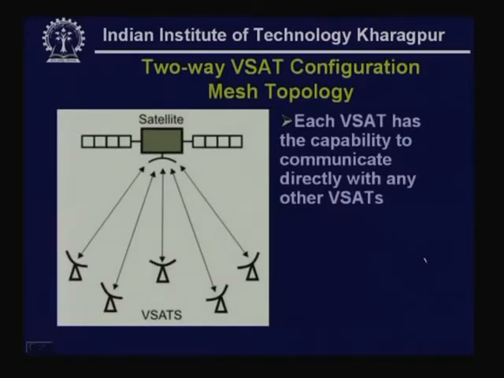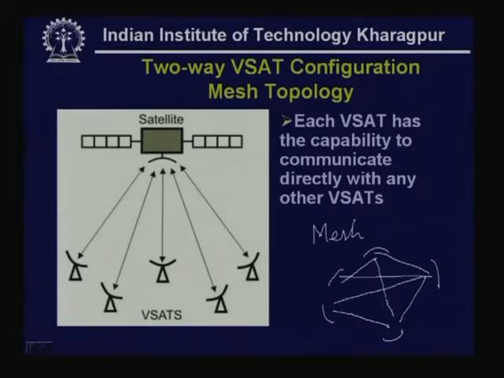However, nowadays with the advancement of technology, it is possible to have direct communication between two VSAT antennas. So in such case, each VSAT has the capability to communicate directly with any other VSATs. You do not require a hub. So this one can be considered as the mesh topology. Although the satellite is being used as the via media, suppose this is one VSAT, this is another VSAT, and so on, all of them can communicate with each other. So it forms some kind of mesh network, since they can communicate with each other. So this is two way VSAT configuration using mesh topology.